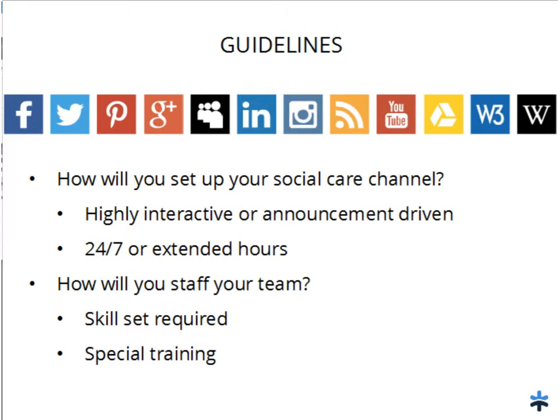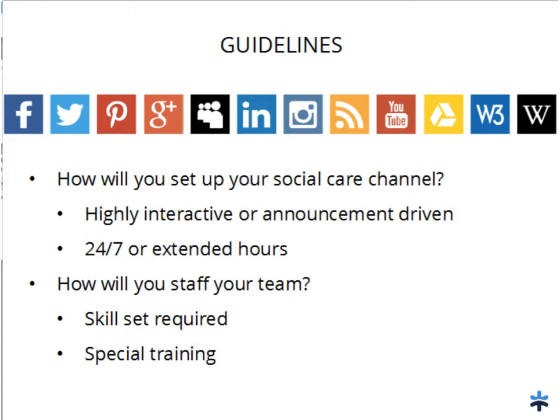So when you're first thinking about staffing, one of the things you want to consider is, how are you going to set up your social care channel? Is it going to be highly interactive or announcement driven? So are you just going to put public service posts? For example, if you're a utility company, do you just mention power outages or delays or general public service announcements? Or are you going to be a brand that plans on engaging not just with incoming questions, but mentions of your brand on social channels? There are companies out there that will actually have teams that search for any mention of their brand and respond to it. So highly interactive or announcement driven.